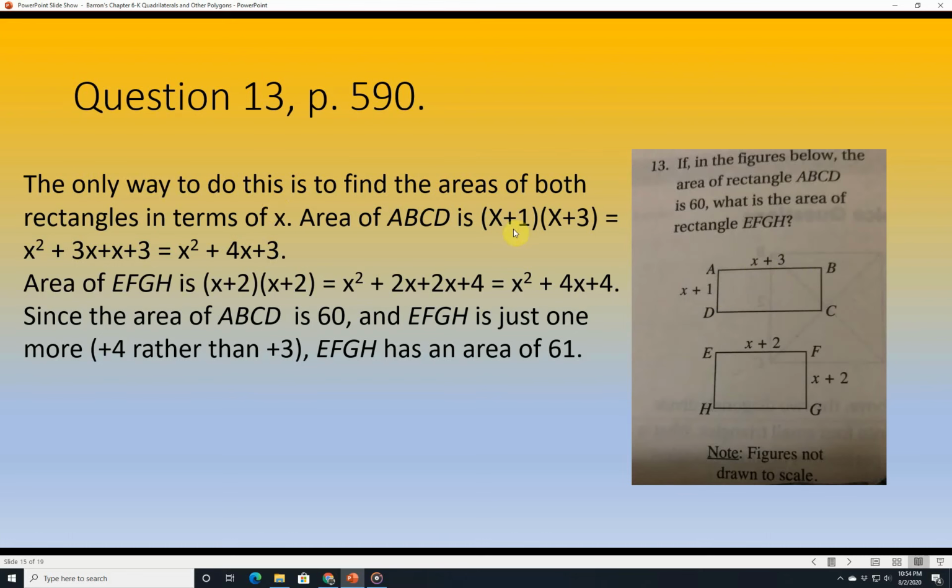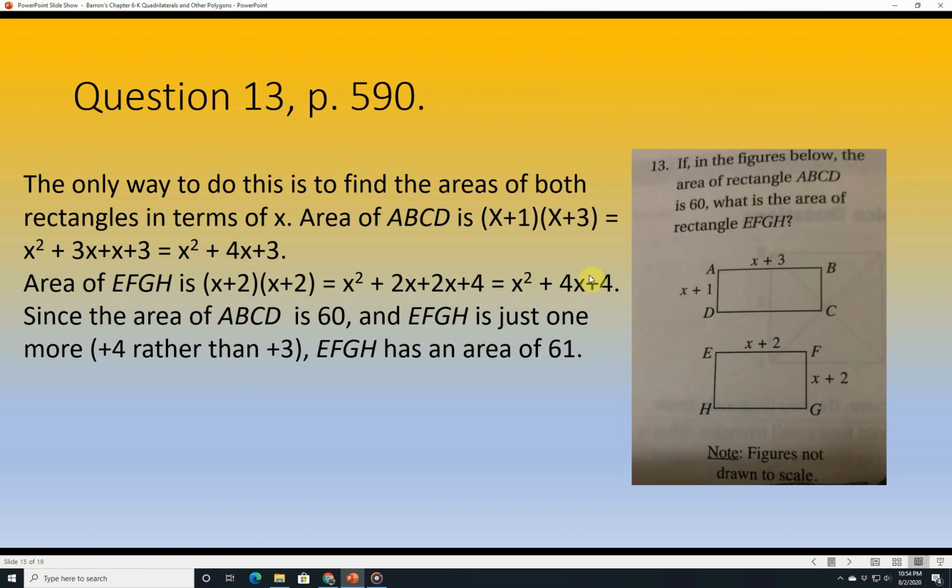So we have x plus 1 times x plus 3. If you use FOIL, okay, first is going to be x times x, x squared. Outer is 3x. Inner is 1x. Last is 3. So we have x squared plus 4x plus 3. EFGH is x plus 2 times x plus 2. You've probably memorized that. If you haven't, that's okay. Just use FOIL again. Curses, foiled again. Ha ha ha. Anyway, x times x is x squared. Outer is 2x. Inner is 2x. 2 times 2 is 4, so you end up with x squared plus 4x plus 4.